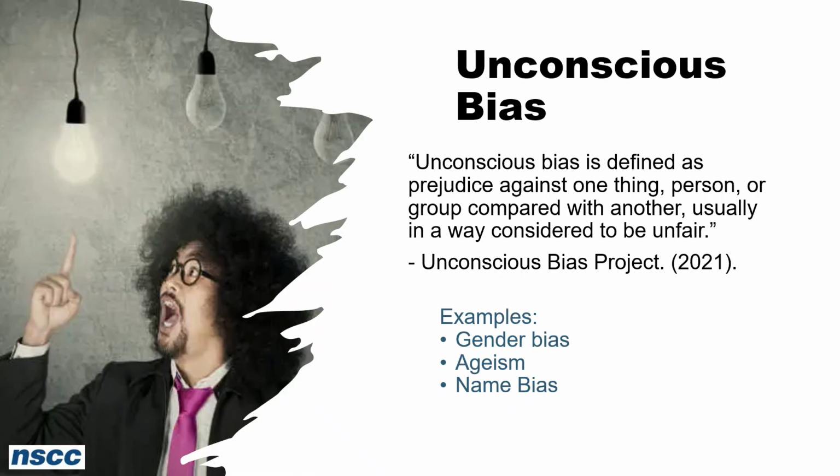What is an unconscious bias? Unconscious bias is defined as prejudice against one thing, person, or group compared with another, usually in a way considered to be unfair. From the Unconscious Bias Project. Some examples: gender bias, ageism, name bias.